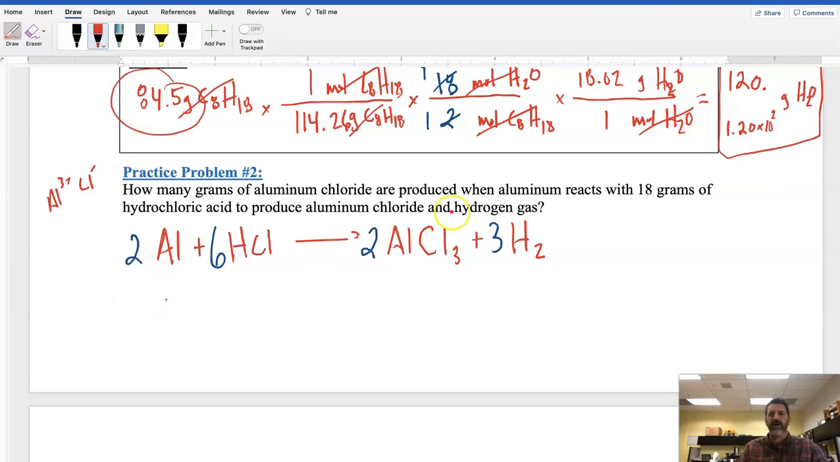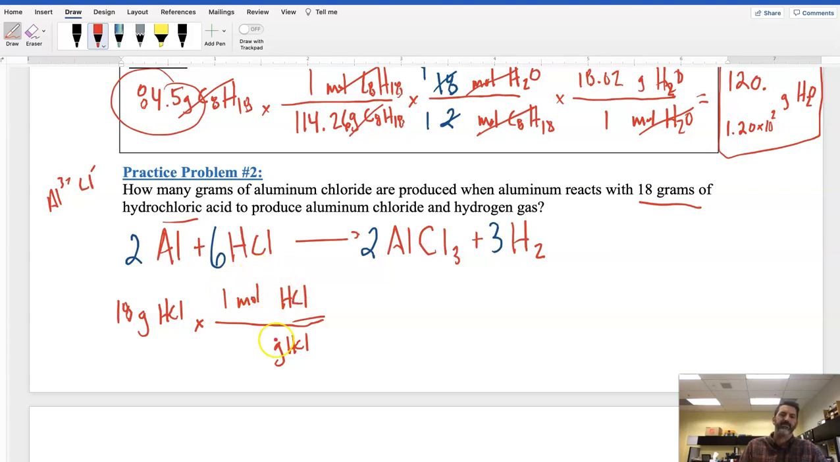Step 2, figure out what I'm starting with, which is 18 grams of hydrochloric acid. So I'm going to start with 18 grams of HCl. Okay, and again, I know grams of HCl has to go on the bottom because I want to cancel it out. I also know that I'm going to convert this to moles first. So moles of HCl.